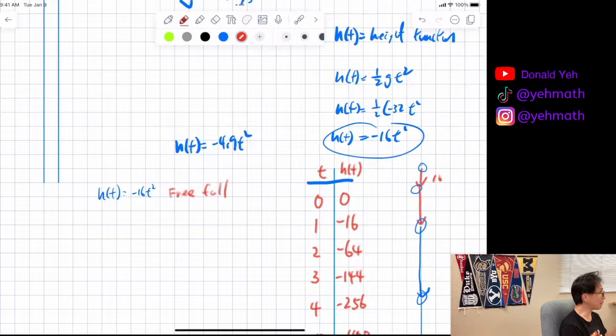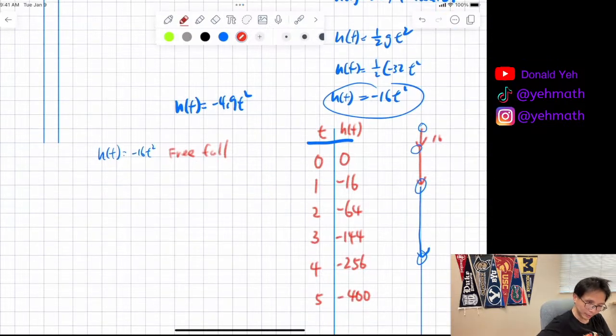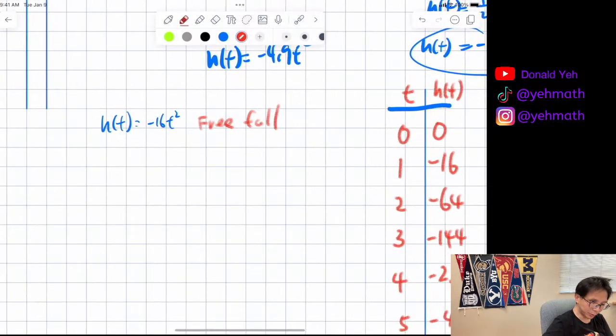So on top of the building. Now I'm going to say, hey, what happened to this ball? When did it reach maximum height? When does it reach the ground? When does it reach everything? So we're going to do a projectile equation.